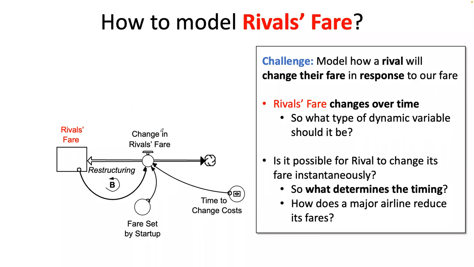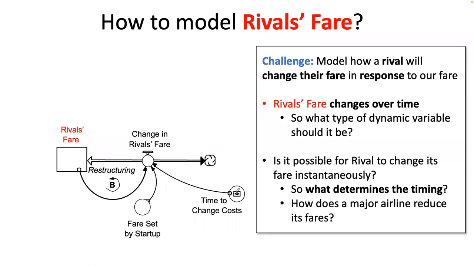So we're gonna do this similar to how we did the restructuring of the police force from before the midterm, in one of those examples out of Morecroft, where we say a rival would like to bring its fare down to the fare set by the startup. So that becomes an input: we would like to pull our fare down to that fare, but we can't do that immediately. And so we have a time to change costs.